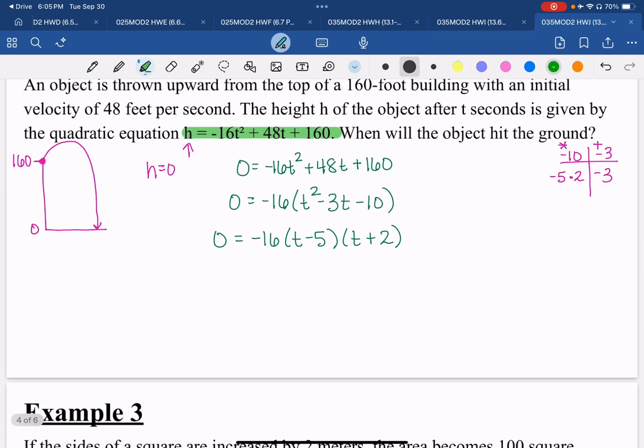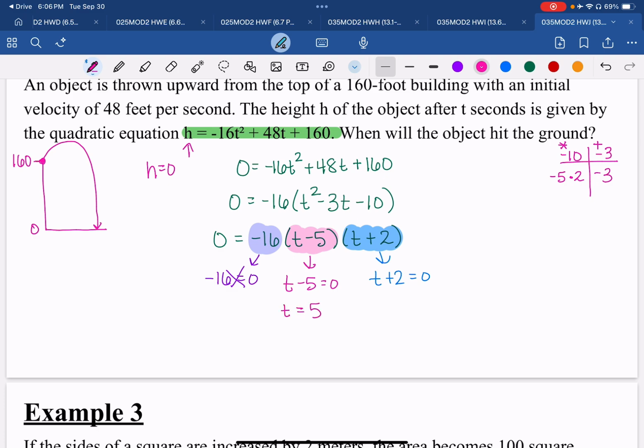Again, just like before, we've got 3 pieces. Zero product tells us that either this or this has to equal 0. Now, negative 16 equals 0 makes no sense. This one's going to give me t equals 5. And this is going to give me t equals negative 2.